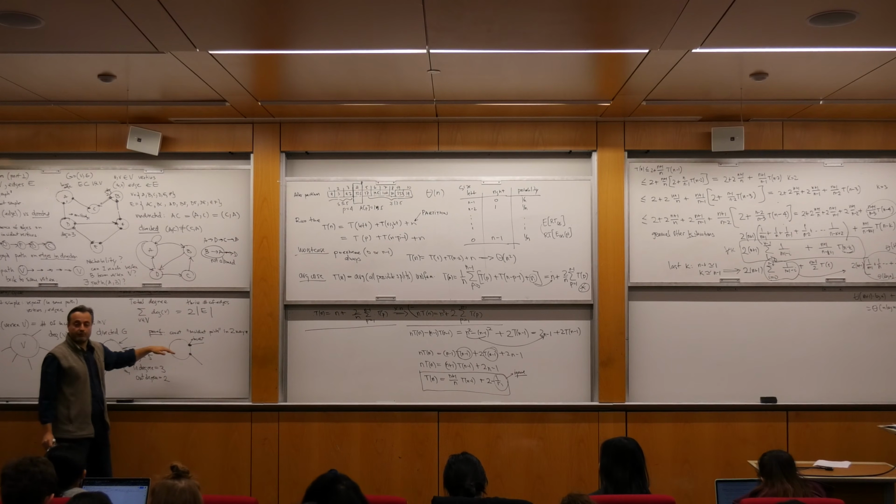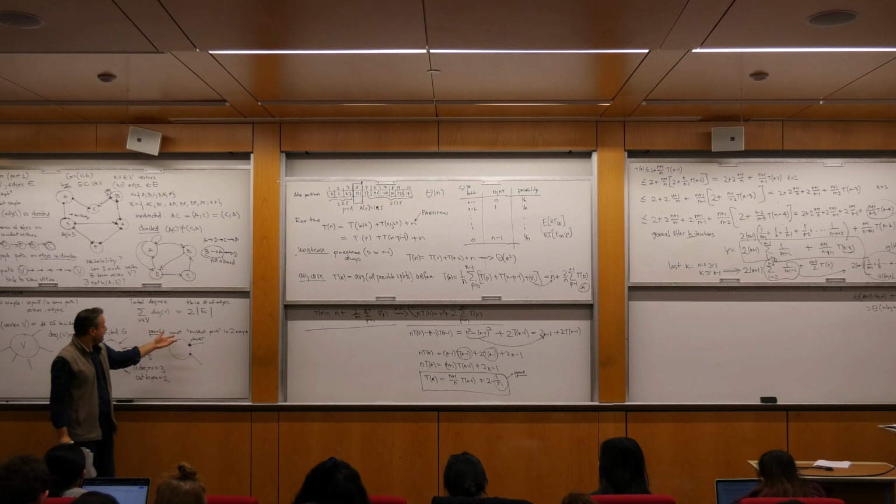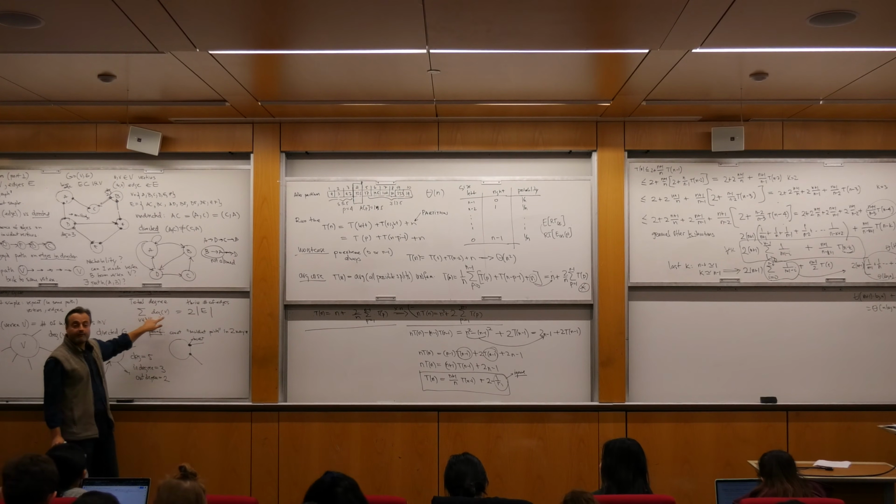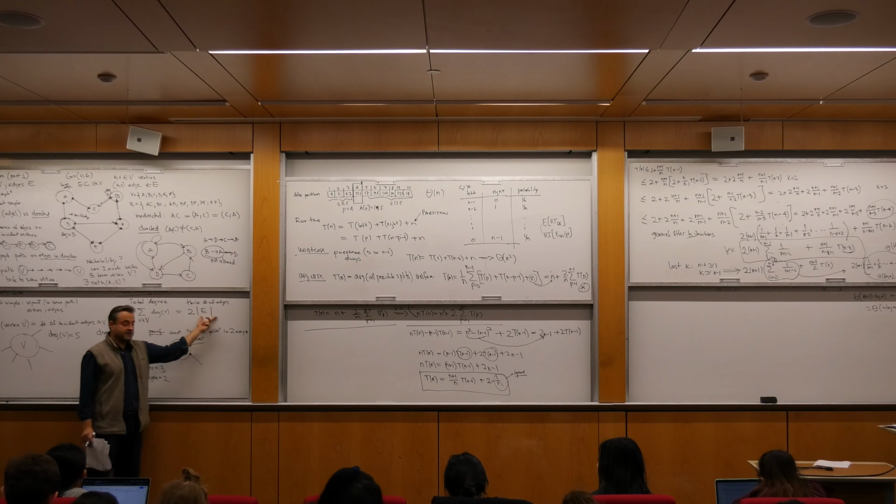So that's how you're going to prove this at home. One way of counting is going to be the total degree. The other way of counting the same exact thing is going to be twice the number of edges. The proof is very simple.